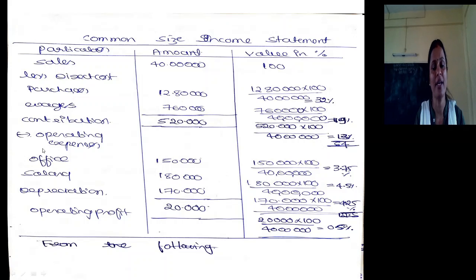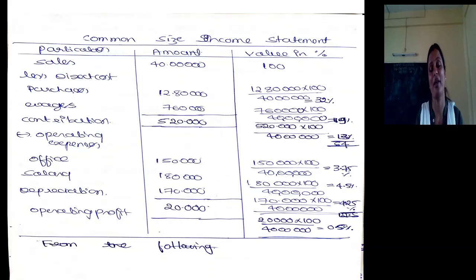Then operating expenses: office expenses, salary, depreciation, which are 3.75, 4.5, then 1.25% of sales. Operating expenses are 12.5% of sales. Then we arrived at operating profit of 20,000, which is 0.5% of sales. So this indicates the organization is not performing that well. Its operating efficiency is not good, in case they ask you to comment. It is just 0.5% of sales.